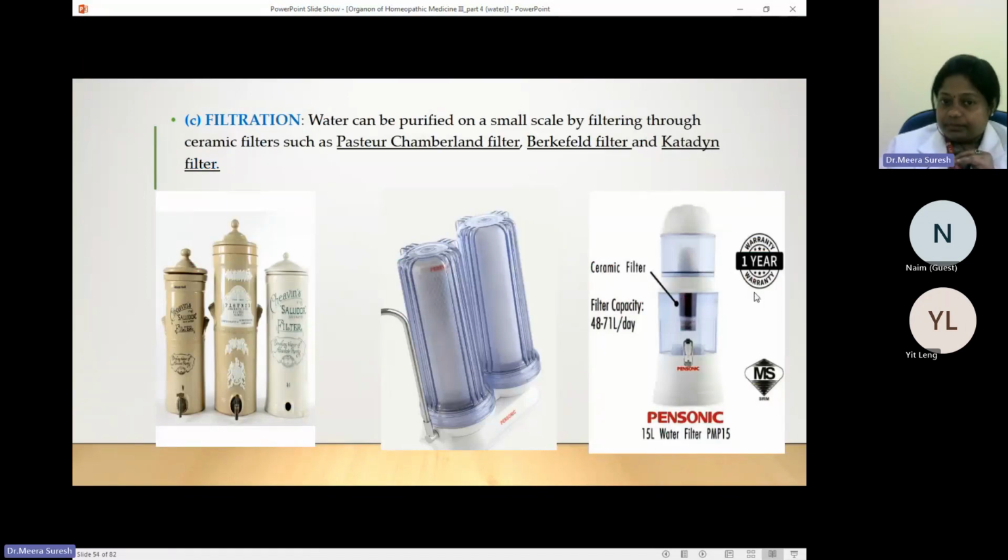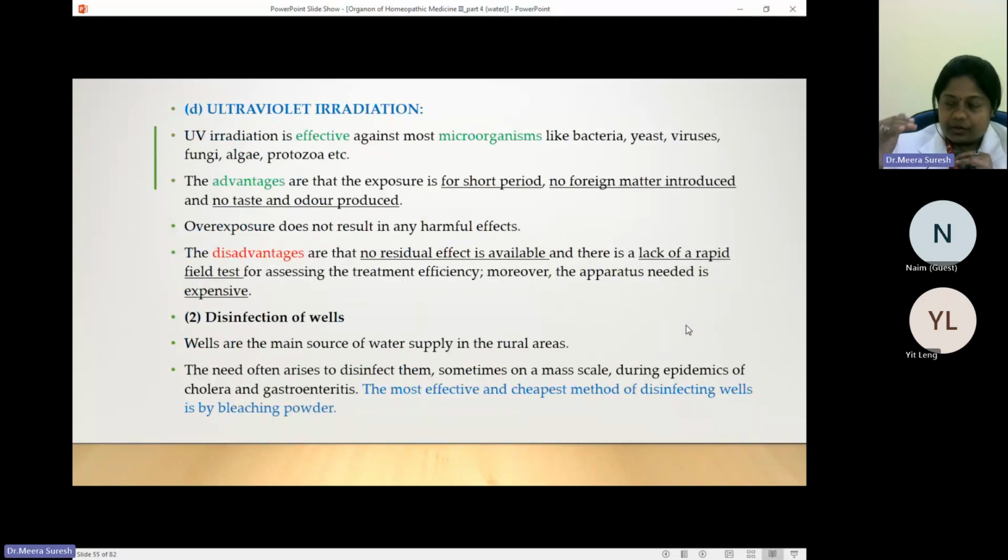Then for filtration, water can be purified on a small scale by the Pasteur Chamberland filter, Berkefeld filter and Katadyn filter. Most of these you might be having in your house. This also follows the principles of slow sand filtration. You can see the different layers of sand, gravel, etc.